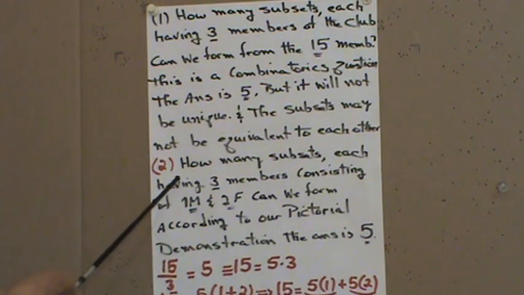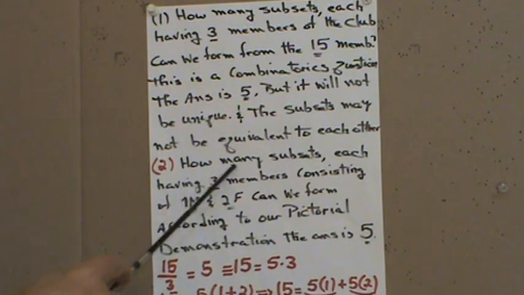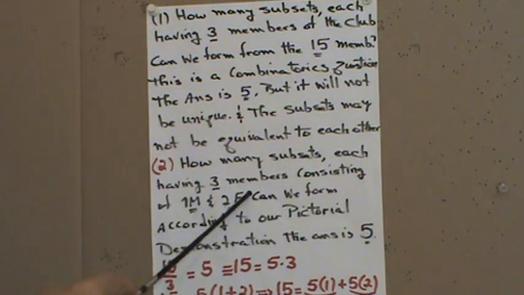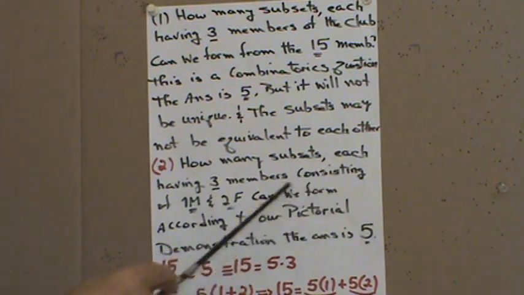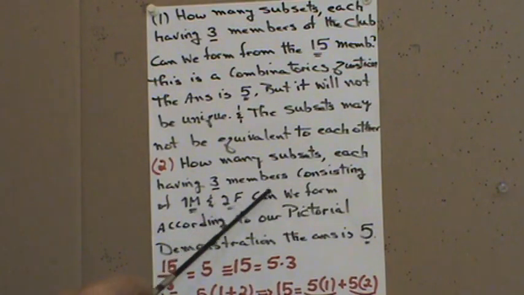Now the second question, which is the answer to our question, is: how many subsets, each having 3 members, consisting of 1 male and 2 females, can be formed according to our pictorial demonstration? That answer was 5, and we want to see how we can achieve that number numerically. It looks like if we divide 15 by 3, we get 5, and 3 is the number of members in the subset.